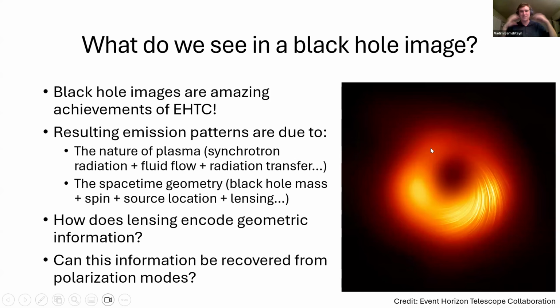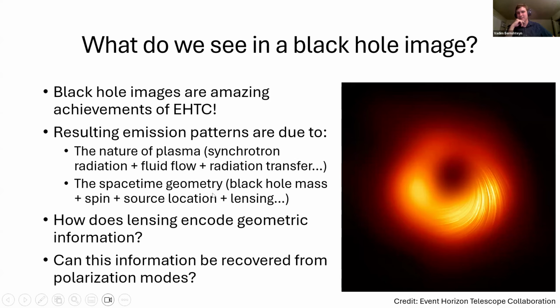Those which are produced by the plasma effects, what the plasma is doing, such as the synchrotron radiation, the fluid flow, various turbulence and radiation transfer effects, and those determined by the geometry of the situation, the black hole mass, spin, where the plasma is around the black hole, different lensing effects arising from the geometry. And in this project, we're interested in the second group of effects.